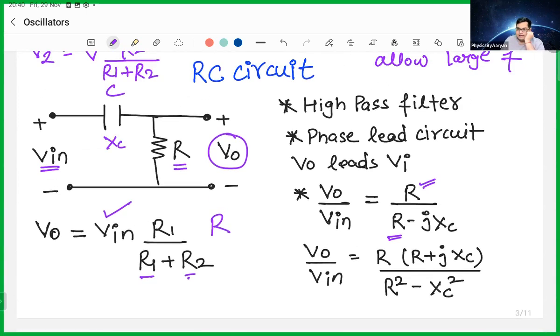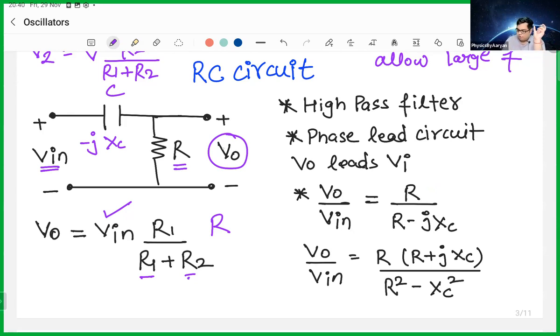XC अकेला नहीं लिखेंगे. We will write minus J into XC. Because resistor के comparison में capacitor पीछे है. इसके लिए minus J लगाना is very important. So that is why you can see here R minus J into XC. So this is the use of a voltage division rule.